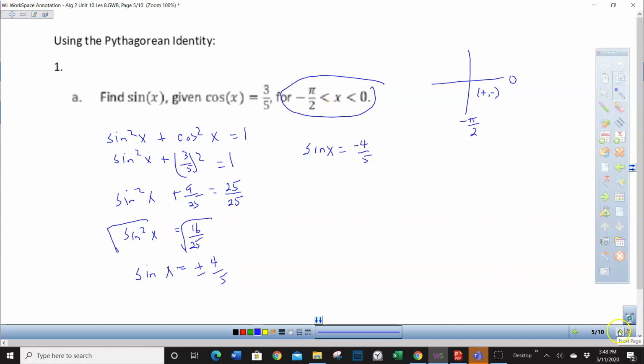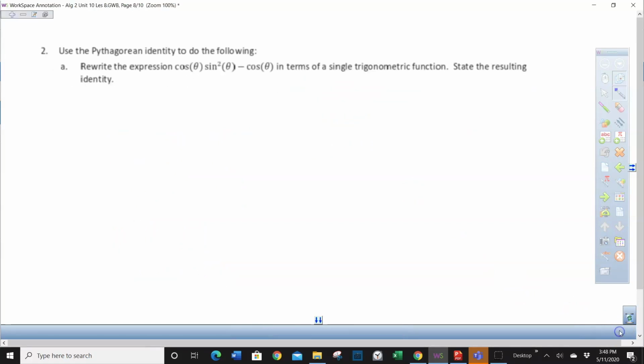All right, let's look at another problem. It's telling us to rewrite the expression cosine theta times sine squared theta minus cosine theta in terms of 1 trig ratio. Okay, so let's start with cosine theta sine squared theta minus cosine theta. Now, when I look at this, both terms have a cosine theta in common. So I can factor that out. And then that leaves me sine squared theta minus 1.